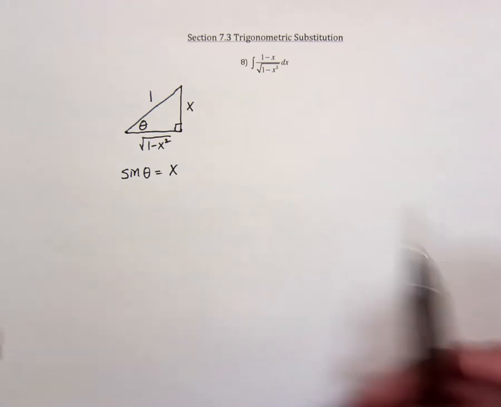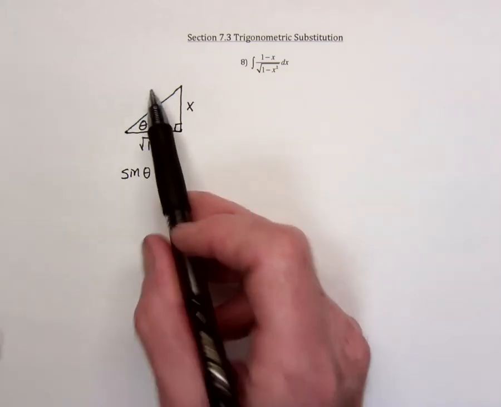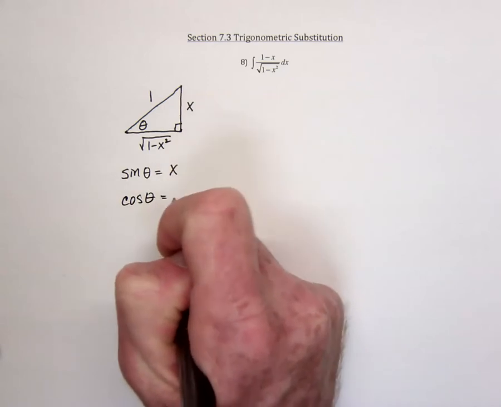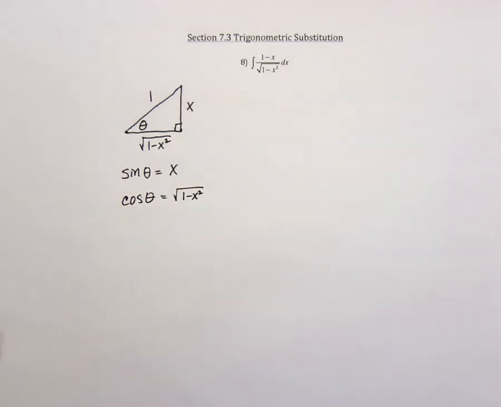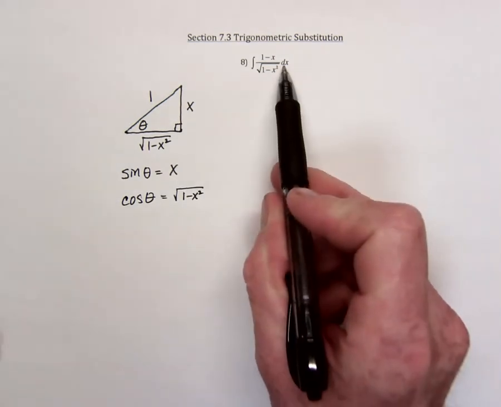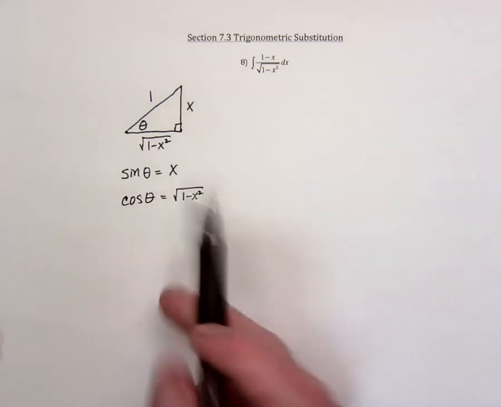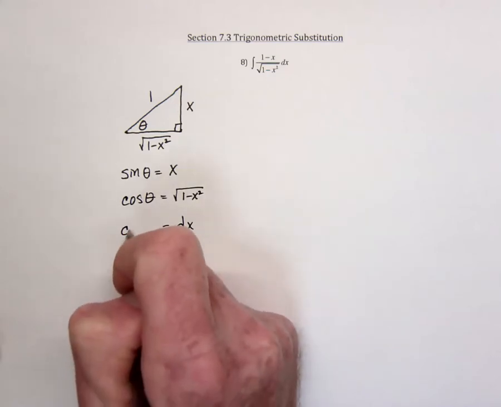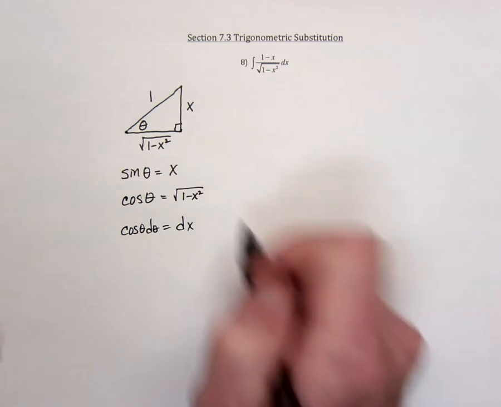I also would like to find out what the square root is equal to, so that's going to be the adjacent over hypotenuse. That's cosine. And the only thing we're missing is we need to know what dx is equal to. So right here, take the derivative, and the dx, derivative of sine, is cosine.